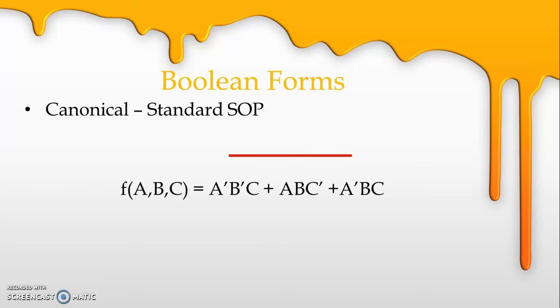If we write the same Boolean expression with the first term as A bar B bar C, plus A B C bar, plus A bar B C, we can see that in all the product terms we have literals of all the variables. We have A, B, C, three different variables, and we have literals of A, B, C in all the product terms, and then it is known as a canonical standard SOP form.